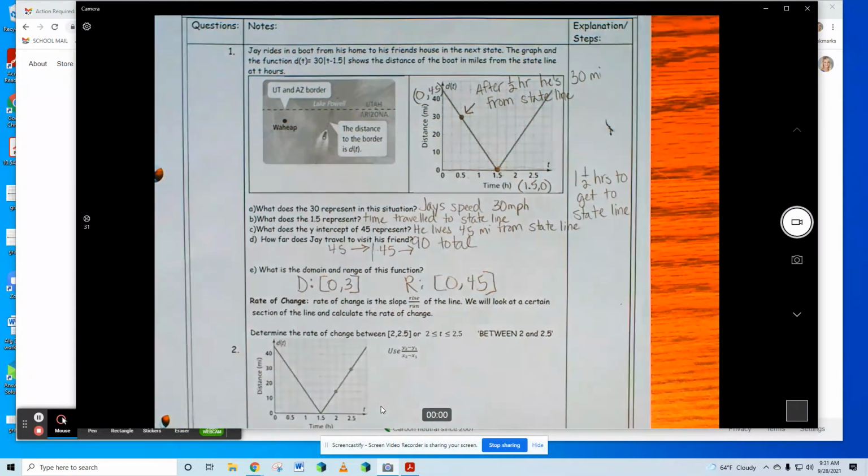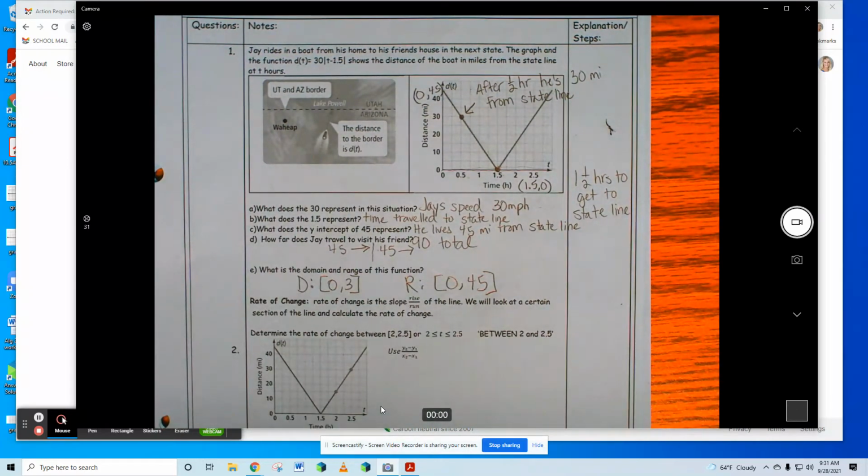Brackets because it's included, closed circles. So all we're doing with this problem was interpreting. What does each thing mean? Because that's hard enough, right? There's nothing for us to solve for. He traveled 90 miles. He was going 30 miles an hour. Okay?